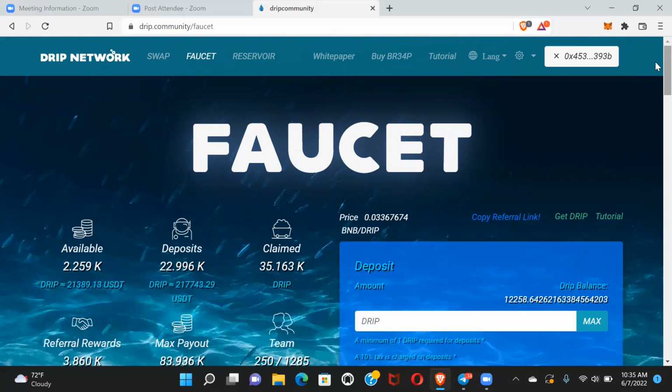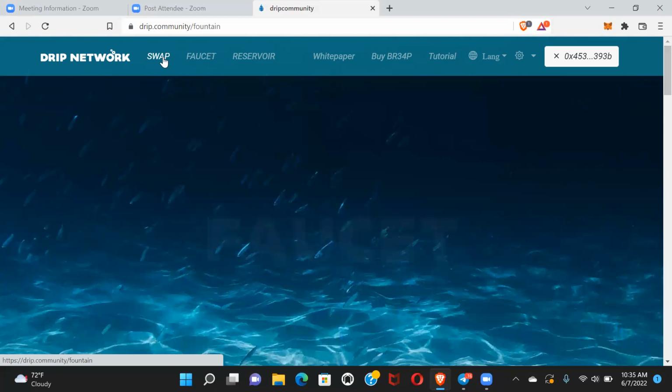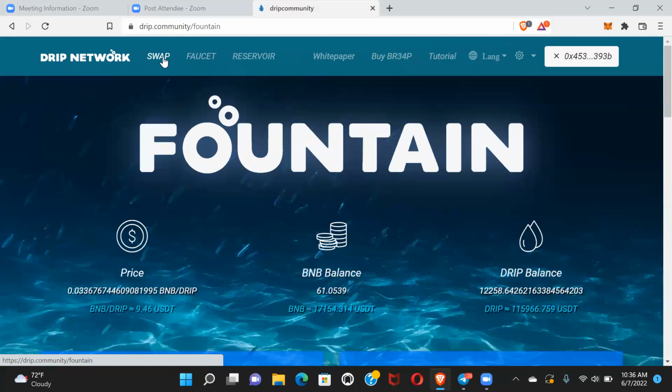Again, it's all based on the community, guys. So do your part, right? Anyway, as you can see here, this thing is just churning out dividends. Man, I'm super bullish on Drip still, and it's doing its thing. Yeah, nice little chunk over here.